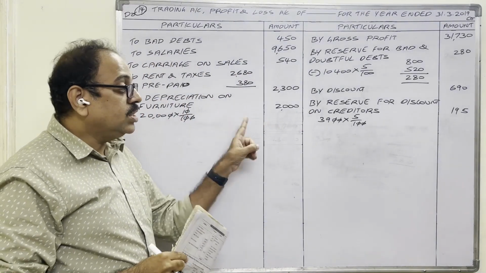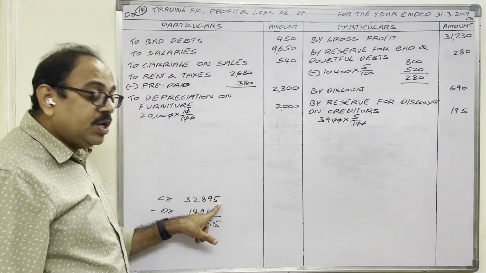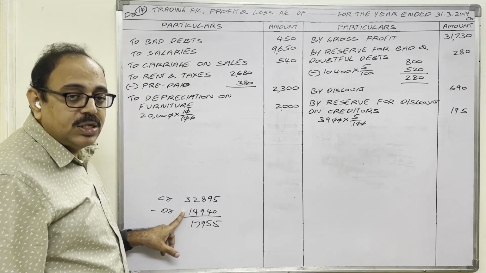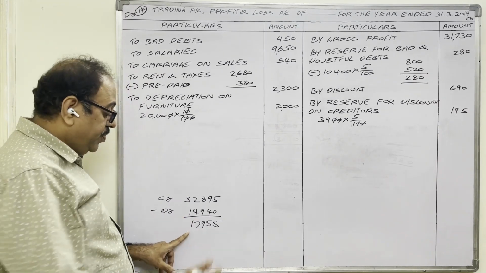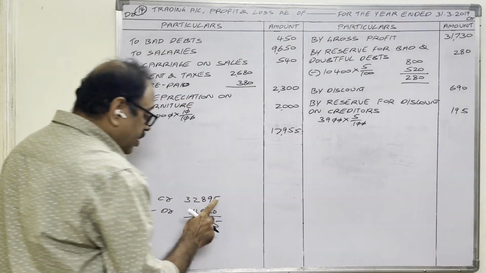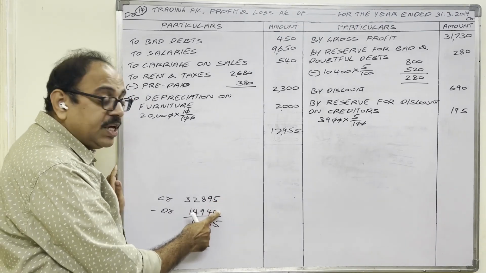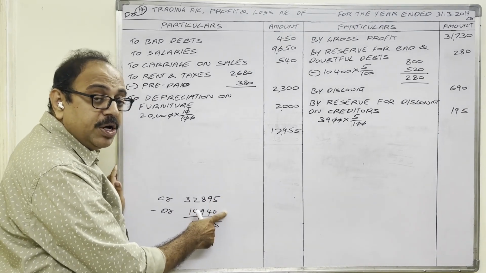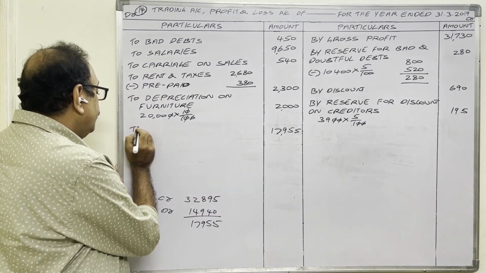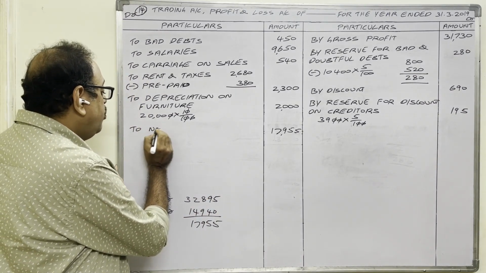Finally, find out the totals of the two sides. Credit side total is more than debit side total, no? So the difference amount, as the debit side total is less, therefore on the debit side we should show 17,955. On the credit side we wrote income, on the debit side expenditure. Income is more than expenditure. Therefore, the difference is profit. So here, for the answer, we have to write net profit.